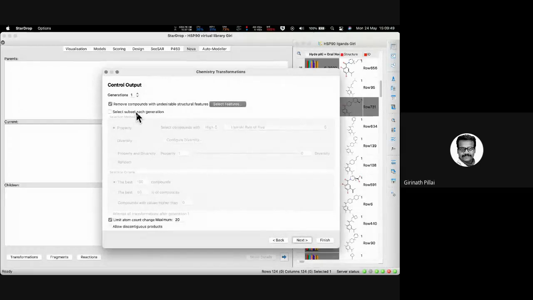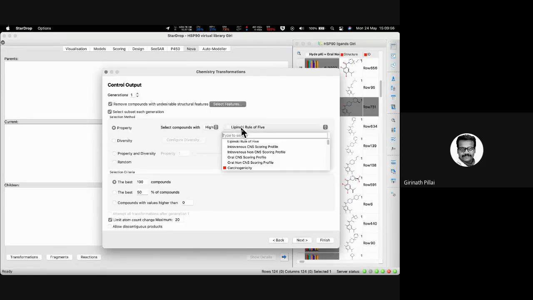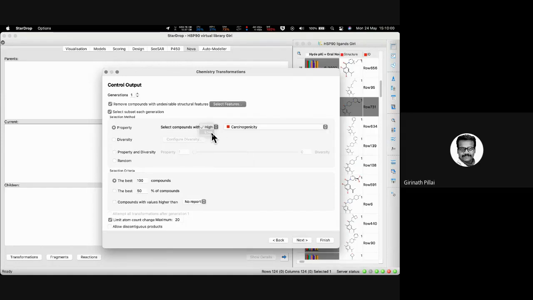And then I'm saying that please select, I don't want all the molecules to be generated. I want only molecules which are having less carcinogenicity, because I'm looking for reducing the carcinogenicity of my molecule, right? I already know that specific region of resorcinol is responsible for carcinogenicity. So I want to reduce the carcinogenicity. I want the software to come up with the new replacements of transformations.